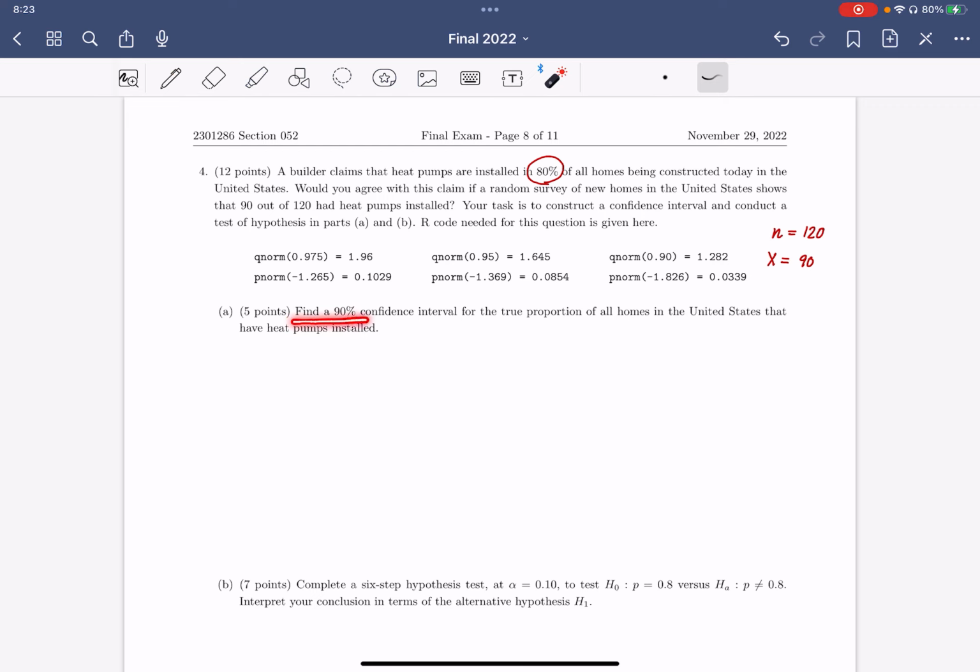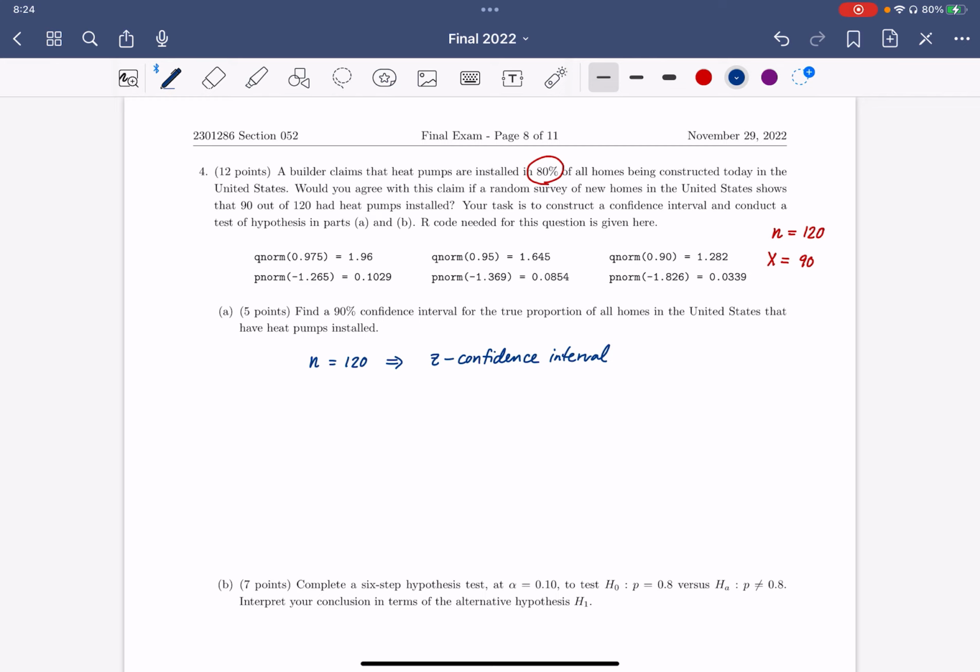You want to find a 90% confidence interval for the true proportion of all homes in the USA that have heat pumps installed. Basically, you can look at the formula sheet one more time on the exam. You're going to have the formula sheet for p as well, and you look at the confidence interval over there. We have n equal to 120, so this is a big sample. So you're going to use the Z confidence interval, right? So you can apply it for this one.